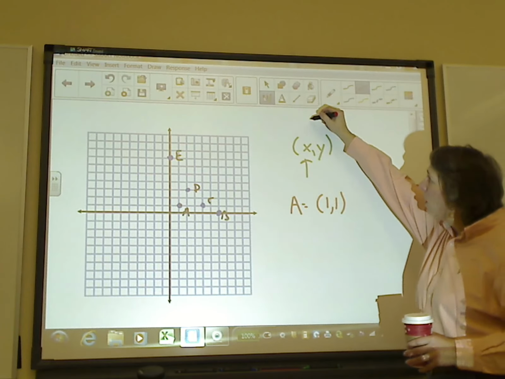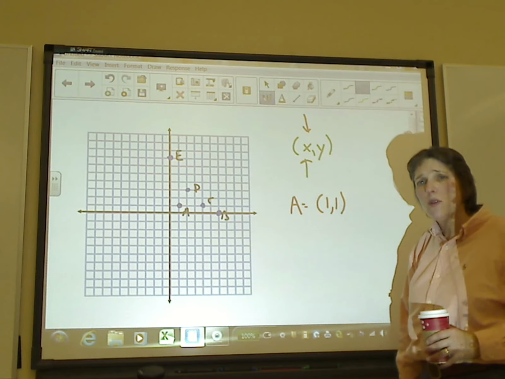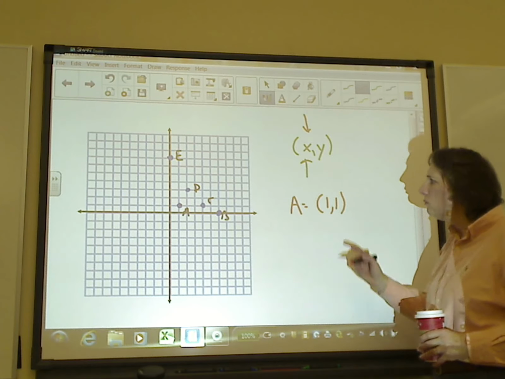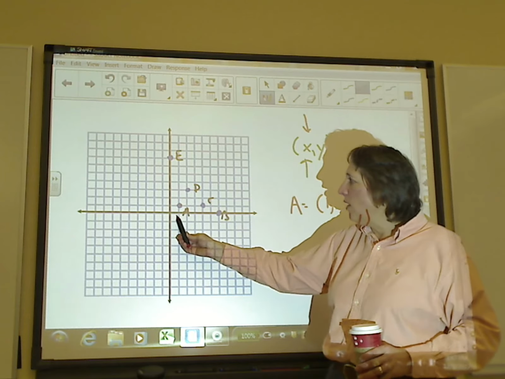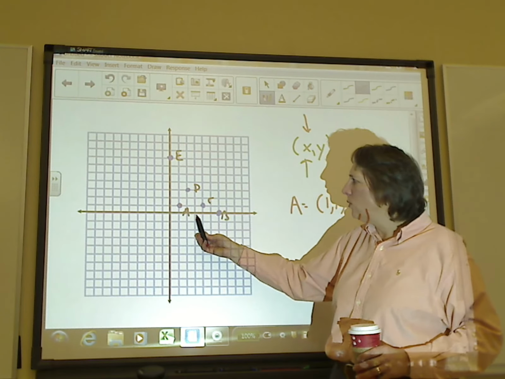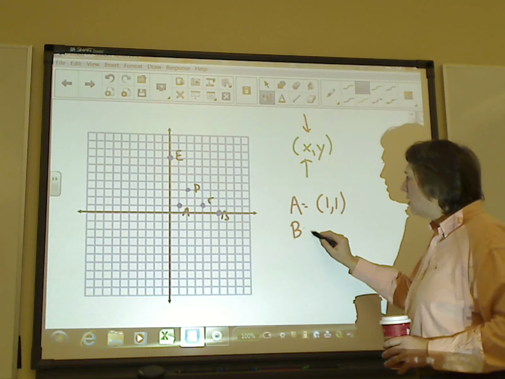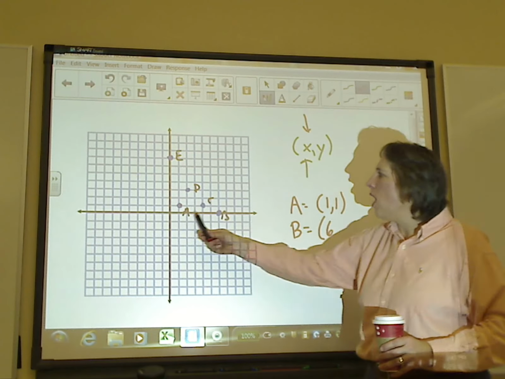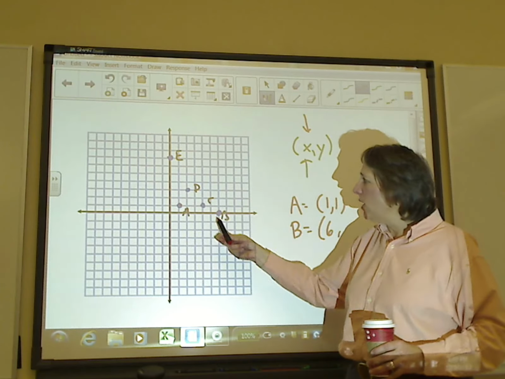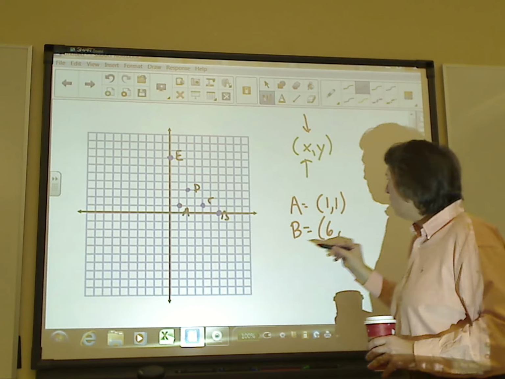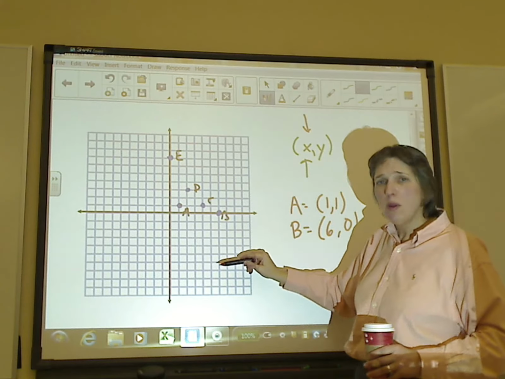When we write an ordered pair, the x always comes first. The x value always comes first, so it's x, y. So when I go to B, I count over on the x-axis, 1, 2, 3, 4, 5, 6. So x is 6. What is y? Well, y doesn't move. It doesn't go up or down. So what is y? 0. Because if it moved up, it would be 1. If it went down, it would be negative.